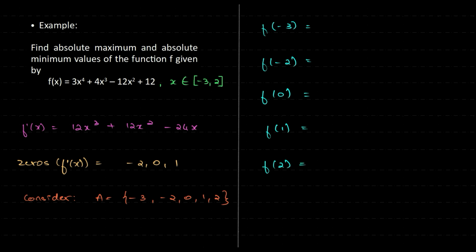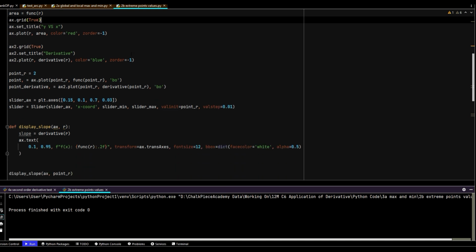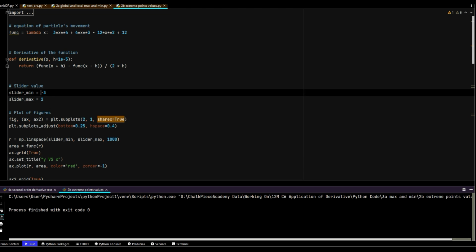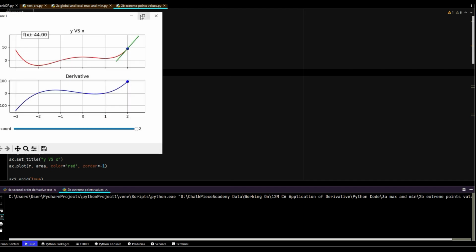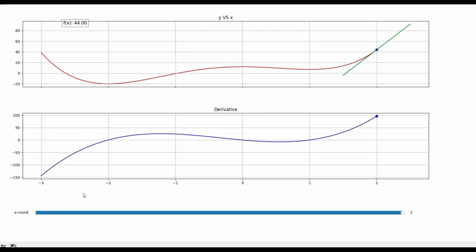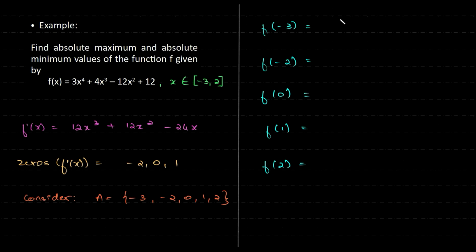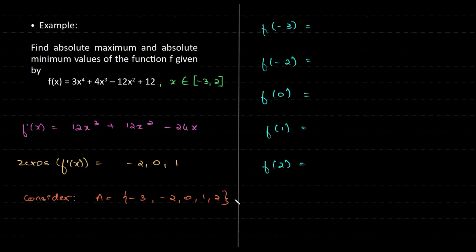As simple as that. So to help us with this, I'm going to make use of the code. So we can see the function is the same, and we have the interval of -3 to 2. We can see that 2 to -3 is plotted. So wherever we have the zeros, along with that, the extreme values. So the extreme value at -3 is 39. Okay, so you can see it's 39.